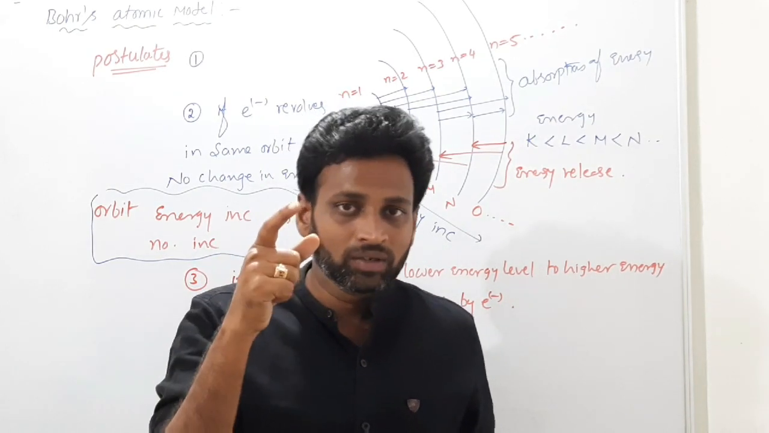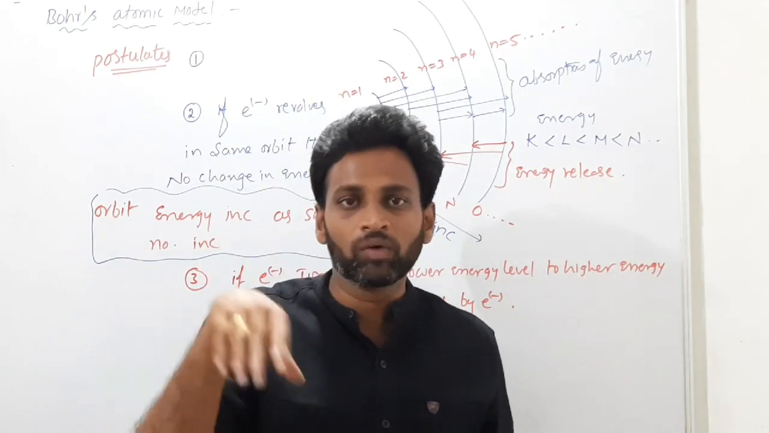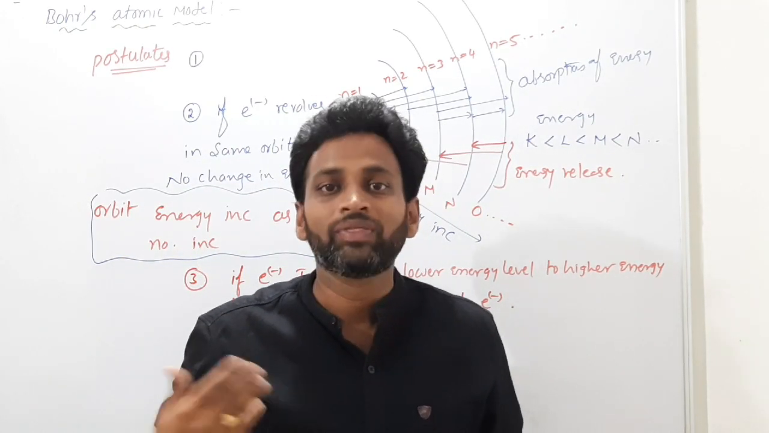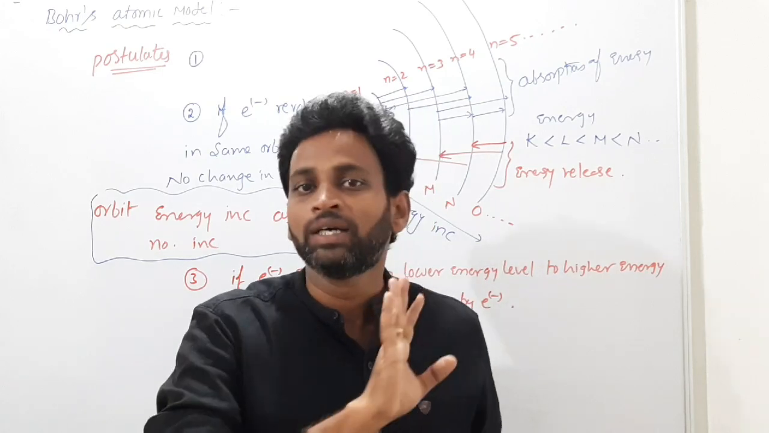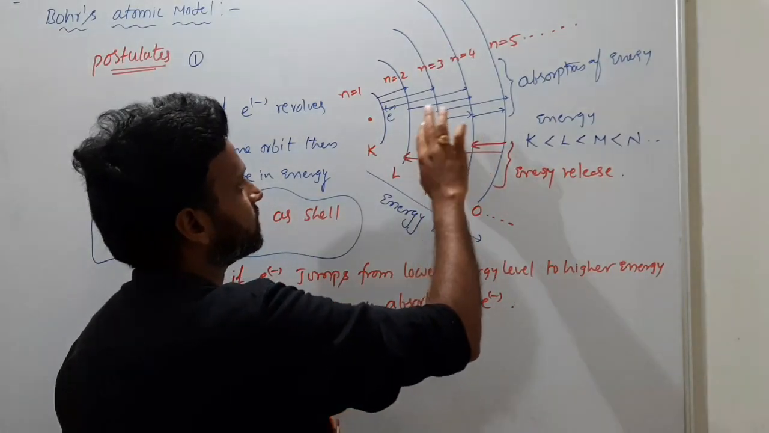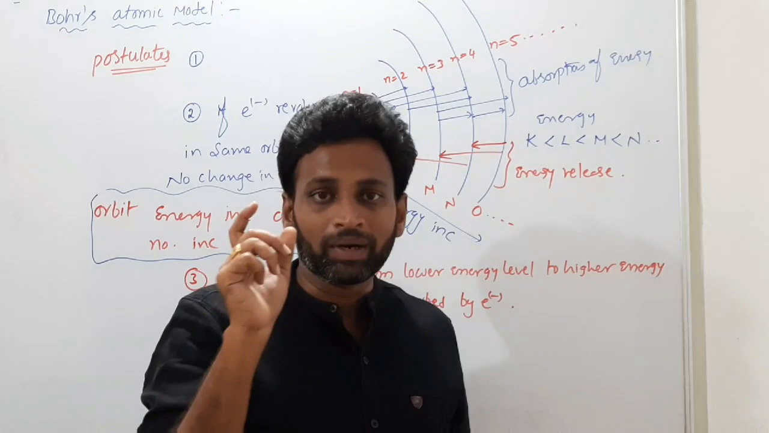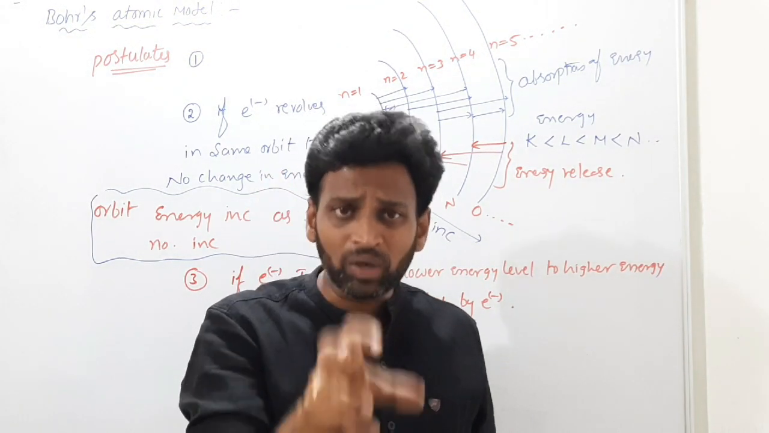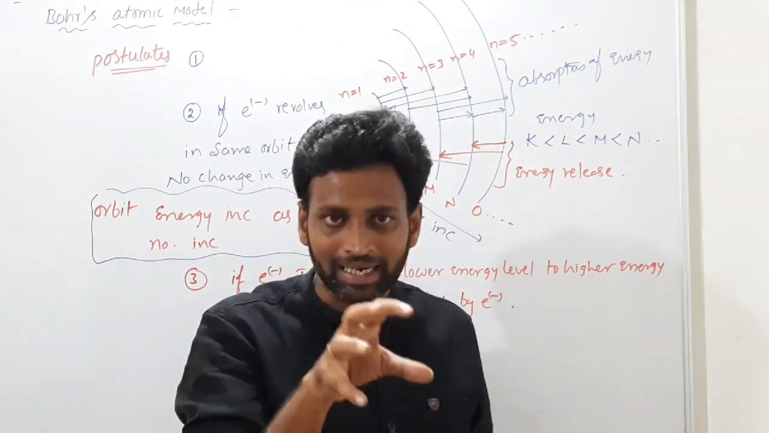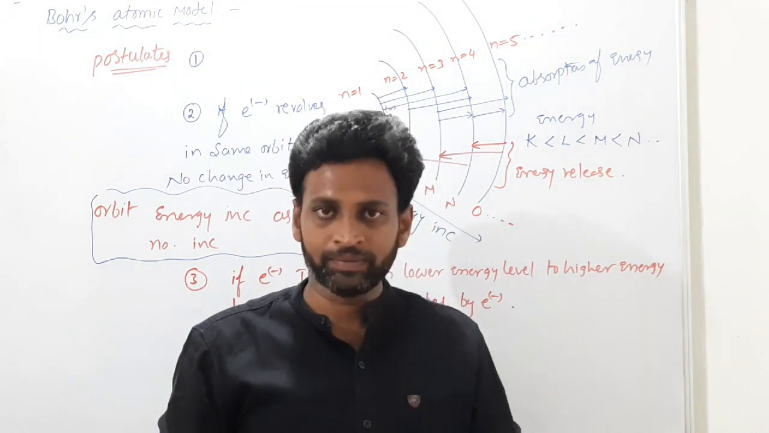Suppose that only, you remember in Rutherford, what I said, if electron revolves in an orbit continuously, it has to lose energy continuously. So that is not happening actually. What is happening? Electron is jumping from lower to higher and higher to lower. So the total energy of a particular electron in a particular atom will be constant.